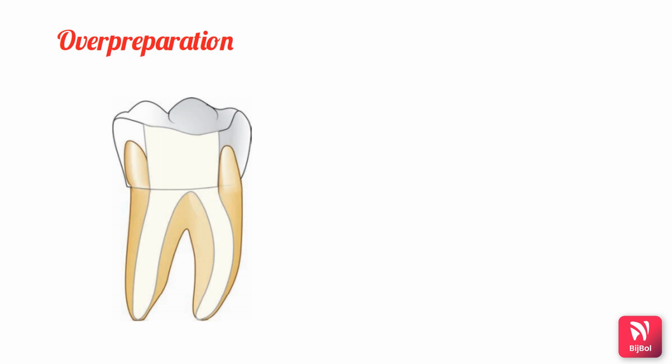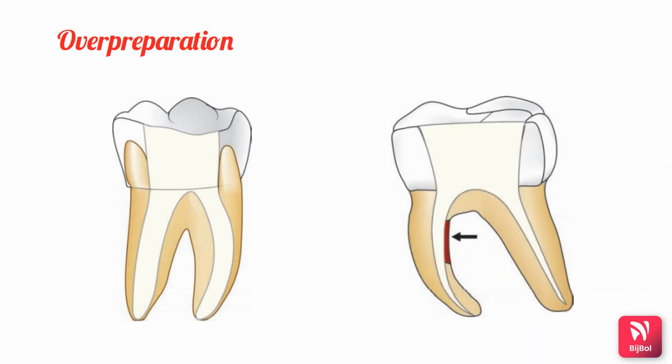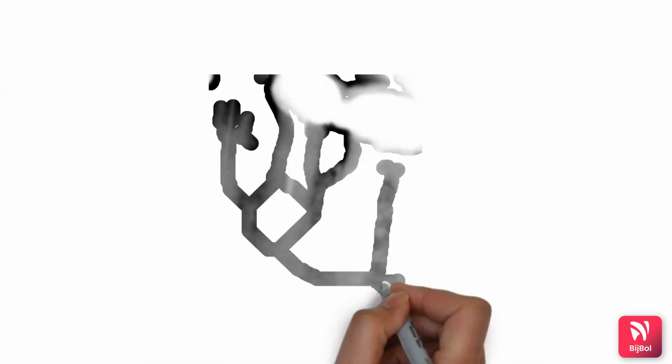The next is over preparation. It is the excessive removal of the tooth structure in the mesiodistal and buccolingual directions. So excessive canal flaring increases the chances of stripping and perforations. These overprepared canals are potentially weaker and subjected to fracture during compaction and restorative procedures.